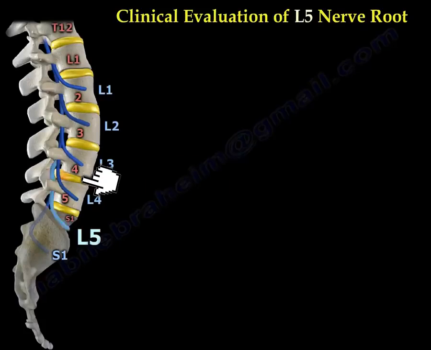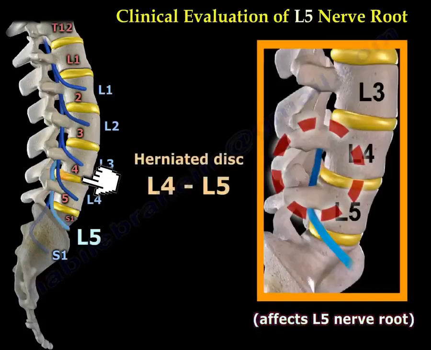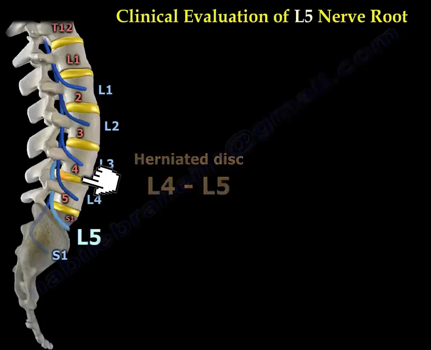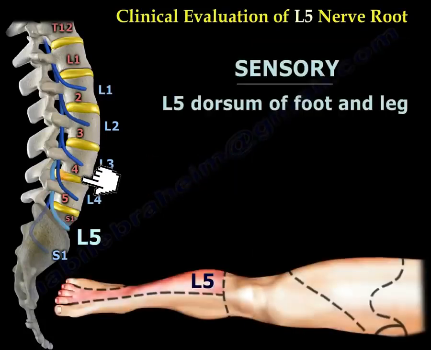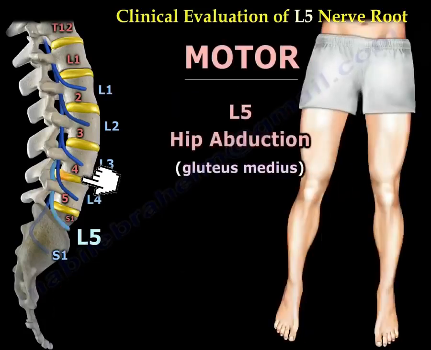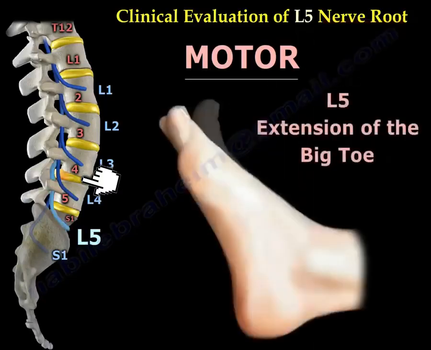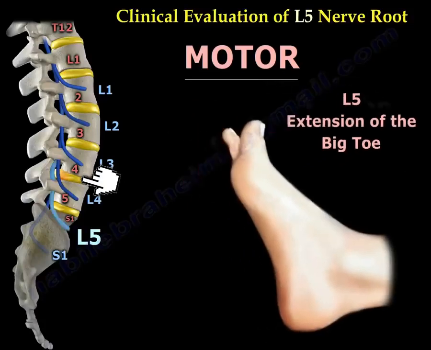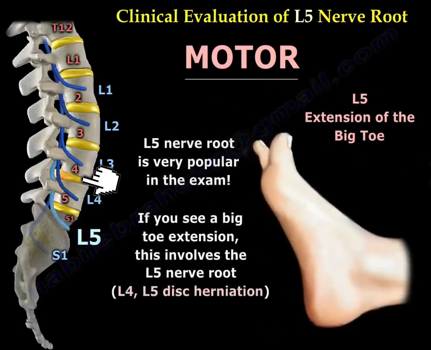A disc herniation between L4 and L5 will affect the L5 nerve root. The sensation will be the dorsum of the foot and the leg. The motor will be hip abduction, the gluteus medius, and big toe extension. The L5 nerve root is very popular in the exam, so they will give you a scenario. If you see a big toe extension, that's an L5 nerve root. It is a L4-L5 disc herniation.